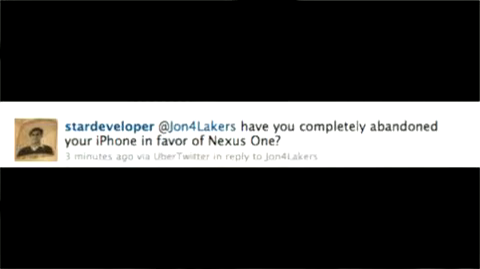Moving right along, we've got Star Developer. Have you completely abandoned your iPhone in favor of the Nexus 1? I have not. Although if the Nexus 1 was on AT&T's network, I would definitely consider it. I've been using the Nexus 1 for a while, but the edge speeds on AT&T, which is my primary carrier, are killer. So the iPhone is still my daily driver.